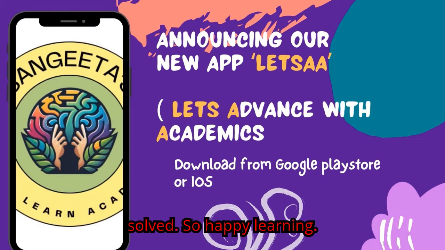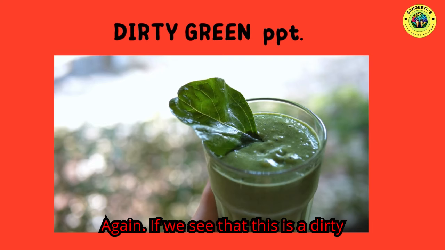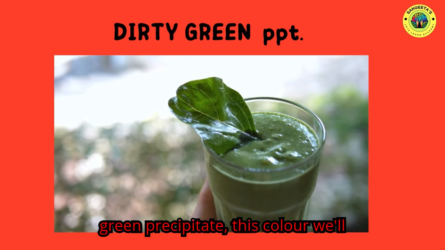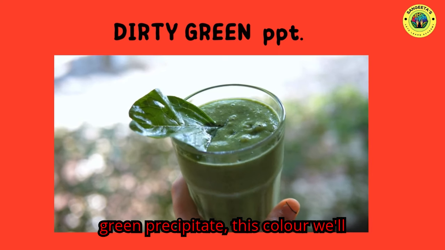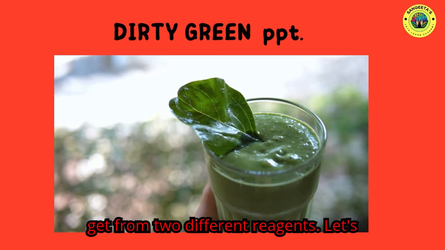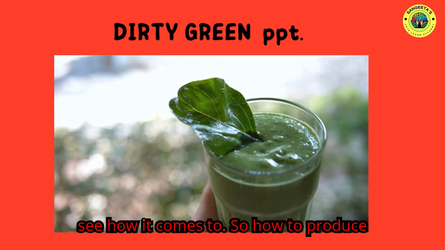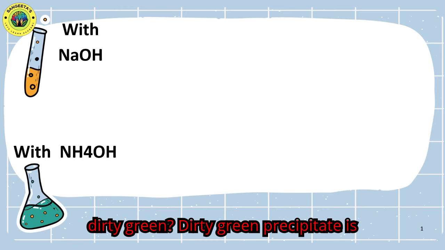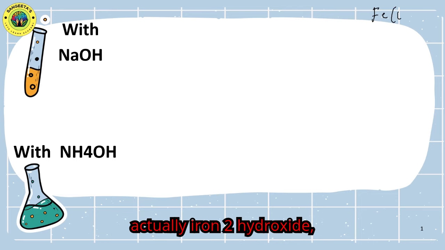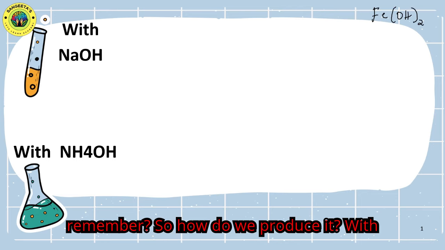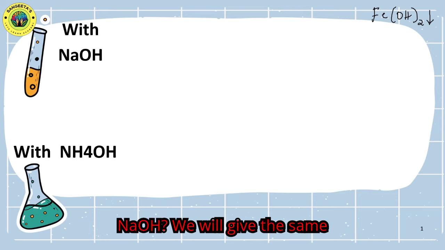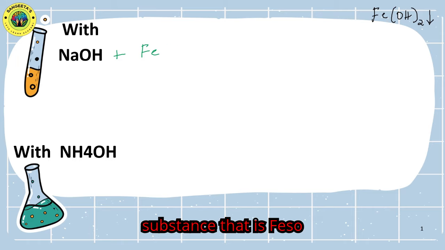So happy learning. Again, if we see a dirty green precipitate, this color we'll get from two different reagents. Let's see how it comes. How to produce dirty green? Dirty green precipitate is actually iron 2 hydroxide, remember. So how do we produce it? With NaOH, we will give the same substance, that is FeSO4.